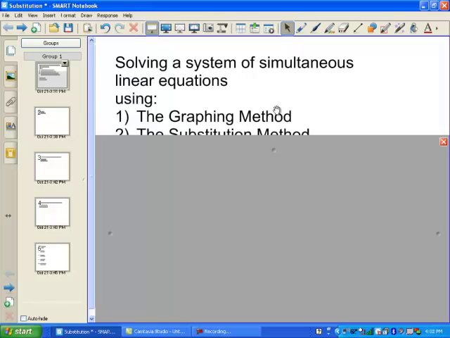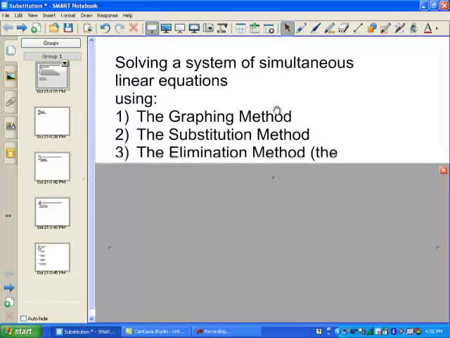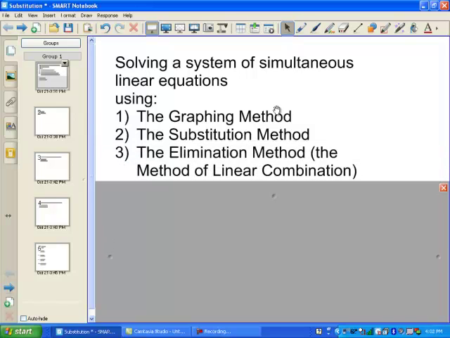There are two other methods, mainly algebraic methods. One is called the substitution method, and the other is called the elimination method, or the method of linear combination. Today, we're going to focus on the substitution method for solving a system of simultaneous linear equations.